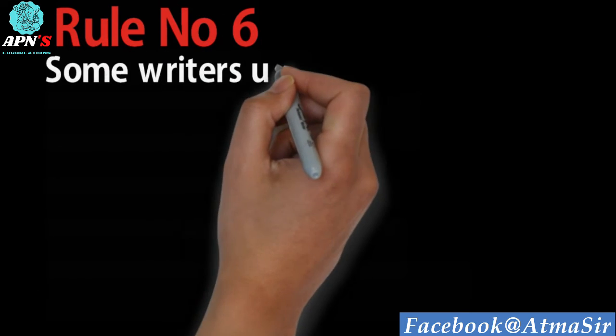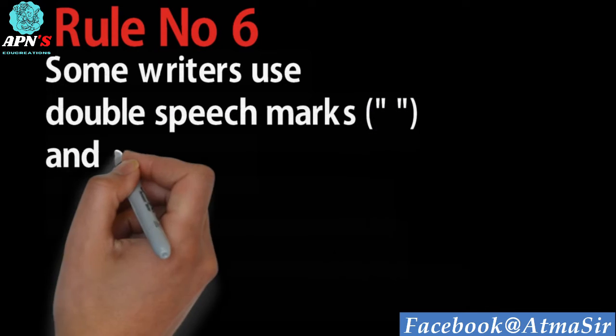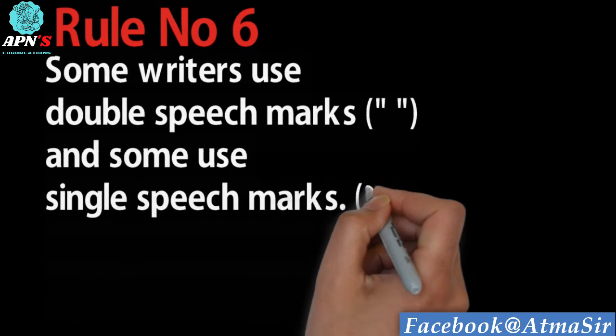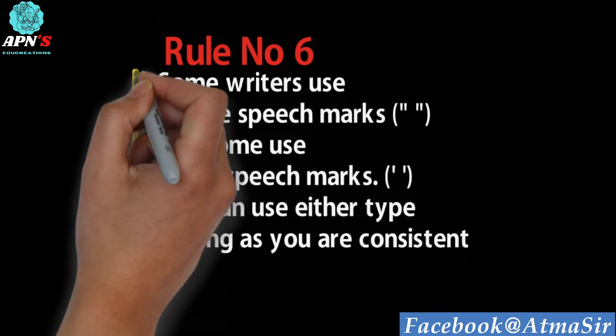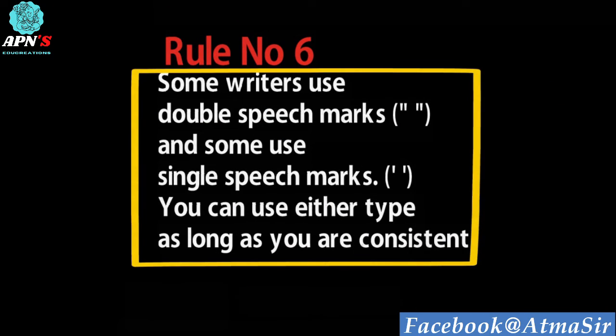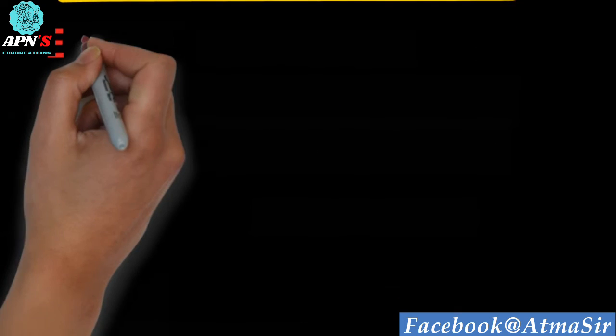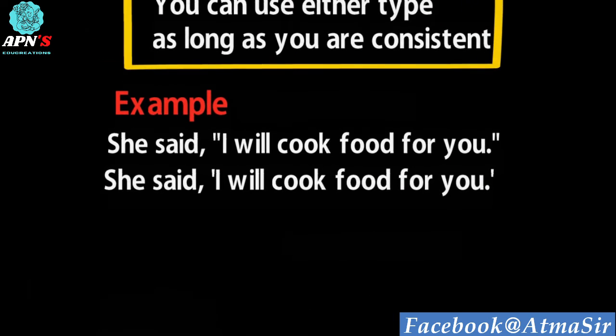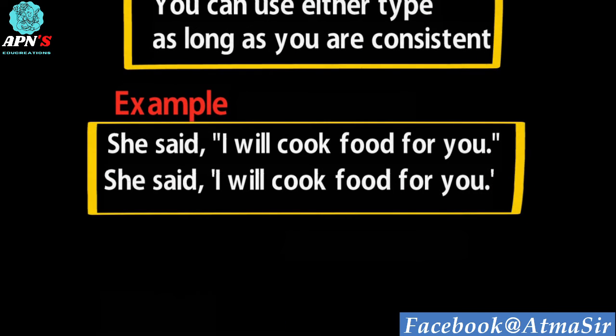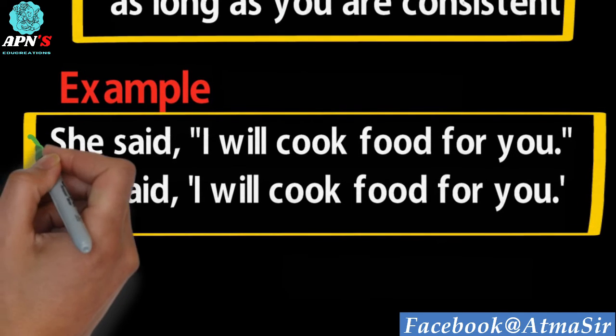Rule number 6. Some writers use double speech marks and some use single speech marks. You can use either type as long as you are consistent. It is important not to swap between the two. Let me explain with an example. Both the given sentences are correct. Any one can be followed, but it should be followed consistently across the text. No swapping in between the text.